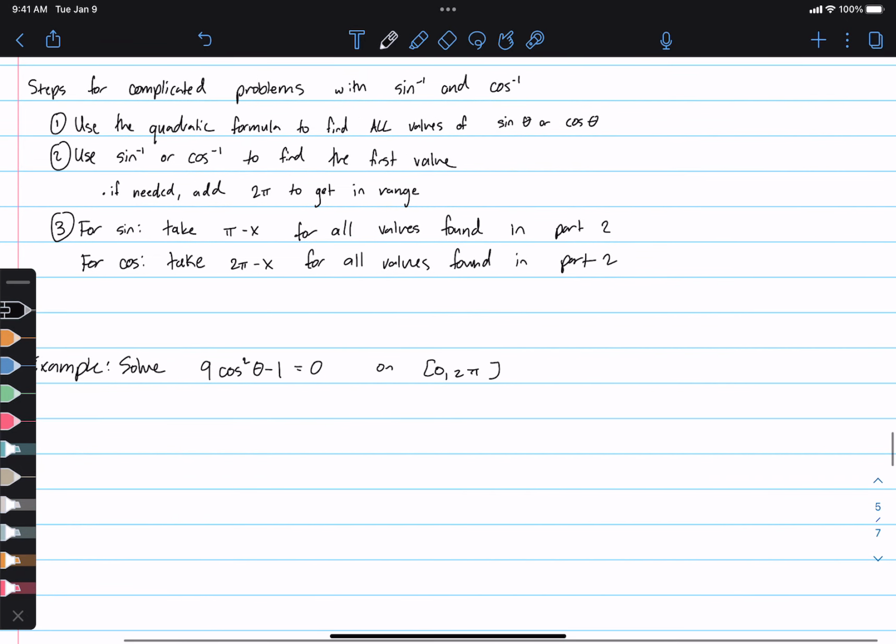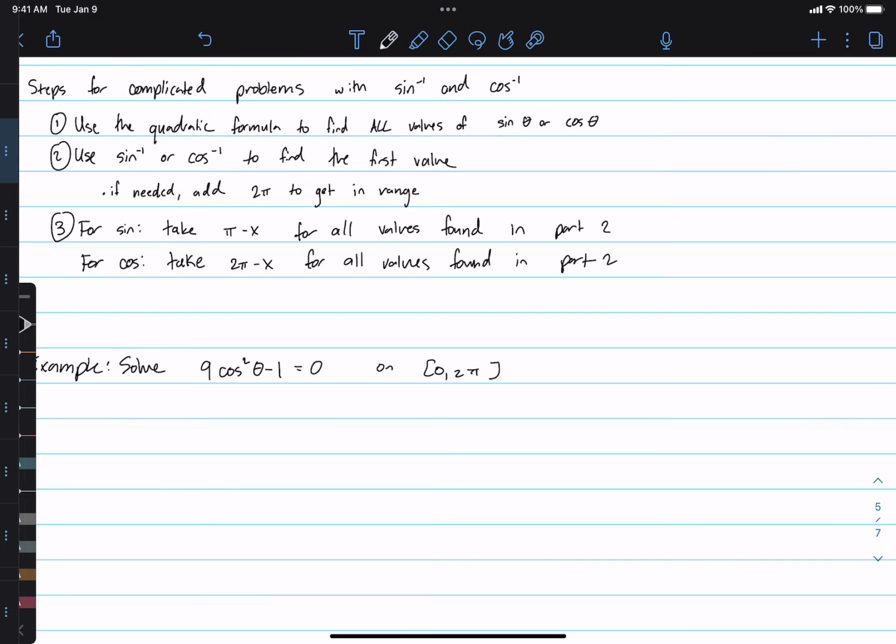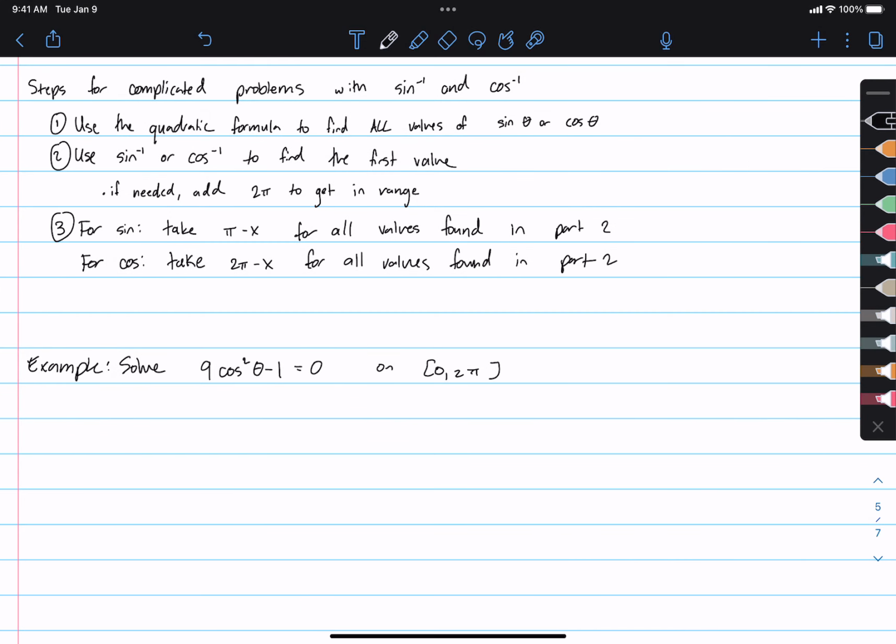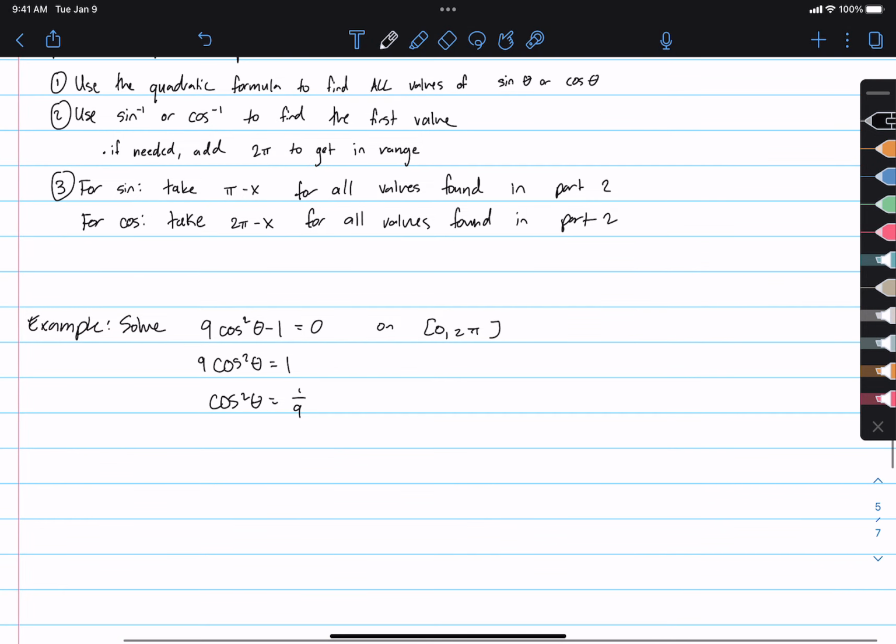So our example is going to be to solve 9 cosine squared of theta minus 1 equals 0. So we can find that 9 cosine squared of theta equals 1, which means cosine squared theta equals 1 over 9. But then this has two solutions.